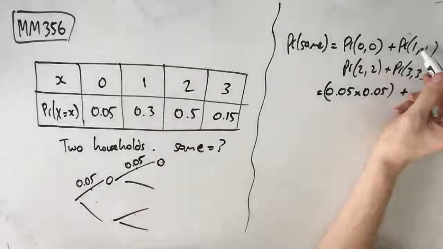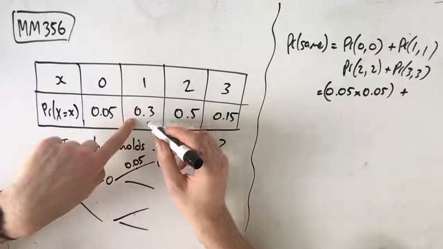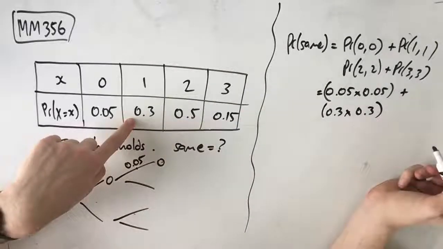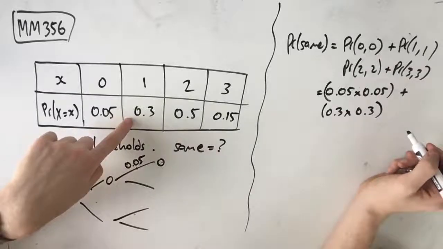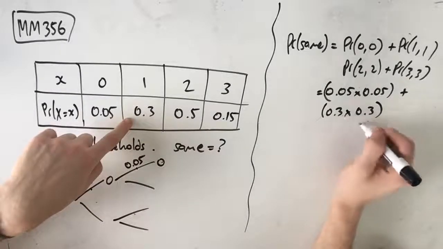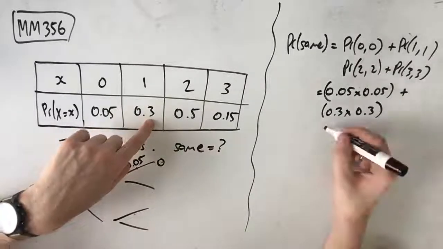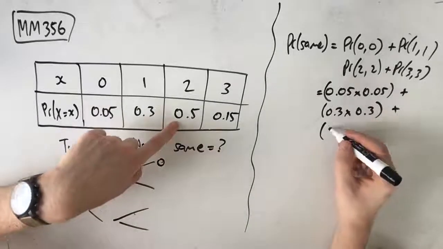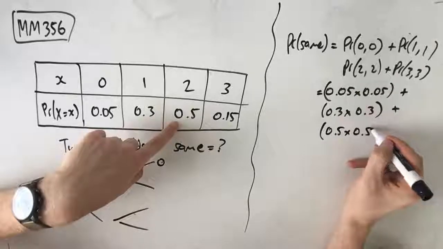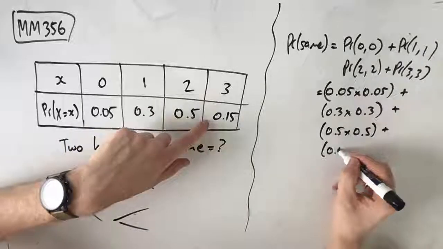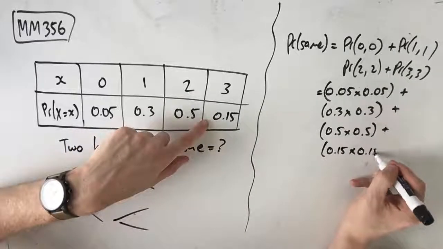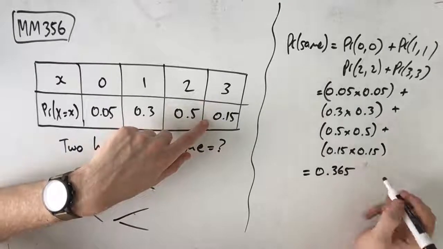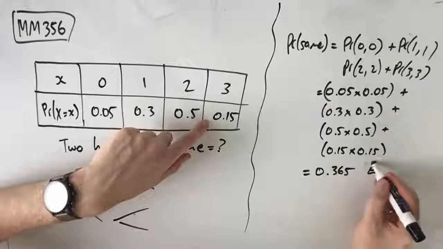Plus, the probability that they both have 1 is 0.3 times 0.3, right? Because the probability that the first one has it is 0.3, and then the probability that the second one has it is also 0.3. I'm sure you can start seeing a pattern here as well. So then the probability that they both have 2 is 0.5 times 0.5. Probability that they both have 3 is 0.15 times 0.15. Now what this ends up as is 0.365, which is our answer of E.